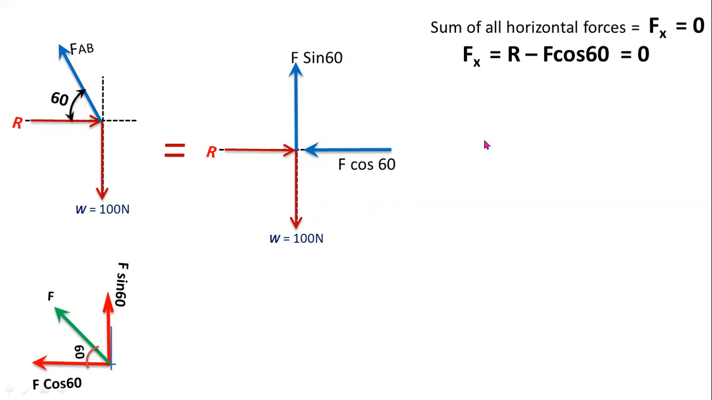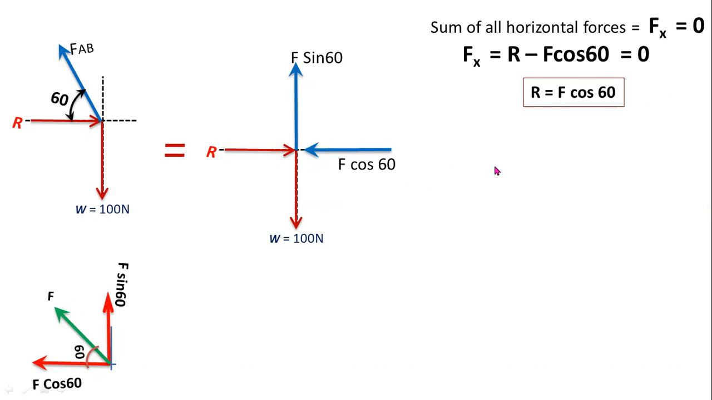Already we know that for determining the unknown values, you have to use the equations: sum of all horizontal forces equal to 0 and sum of all vertical forces equal to 0. From sum of all horizontal forces equal to 0, by adding these two horizontal forces you can get the value of the unknown force R. Fx equal to capital R in the right direction, so plus R, and this one is minus F cos 60, equal to 0. From this equation, R equal to F cos 60. This is equation number 1.